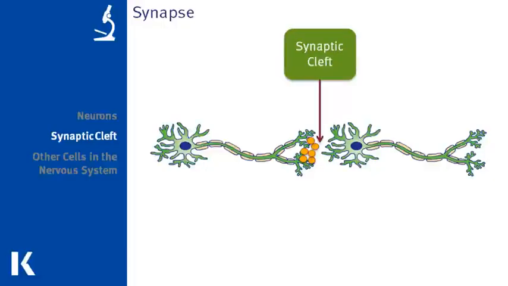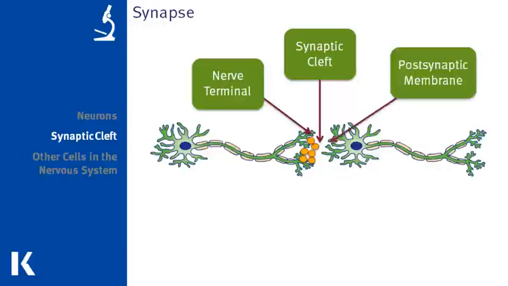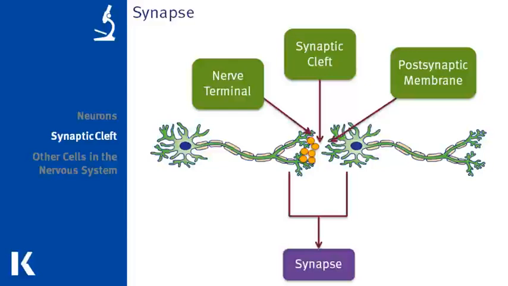So on the left side of the synaptic cleft, we have the nerve terminal of the cell that's sending the signal, and on the right we have the postsynaptic membrane of the cell that's receiving the signal. Notice that it's the dendrites of the second cell that are set to receive the information, as we covered earlier. So this whole area of communication, the nerve terminal, the synaptic cleft, and the postsynaptic membrane, is called the synapse. Now that we know what everything is called, let's get some action.